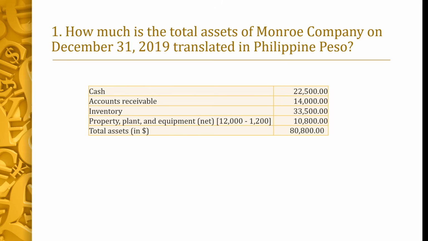So, how much is your total assets in US dollars? Answer, $80,800. Sir, yan na ba ang final answer natin? Hindi pa. It must be translated in Philippine peso. Anong exchange rate ang gagamitin natin for asset accounts? Answer, closing rate or the December 31 rate, which is the 53 pesos. So, the final answer should be 4,282,400. So the final answer for number 1 would be 4,282,400.